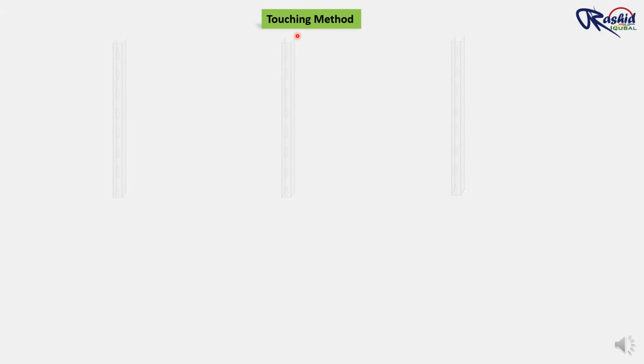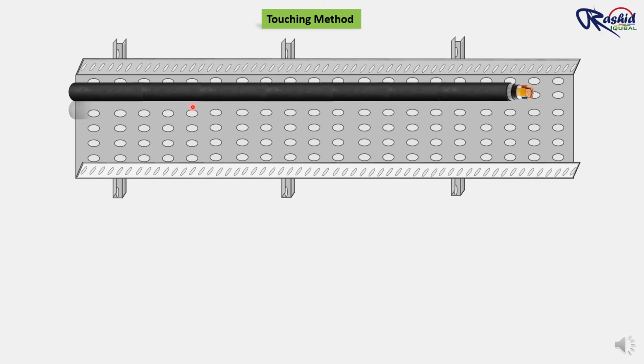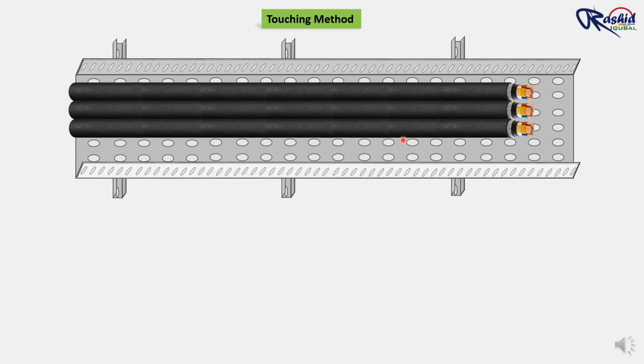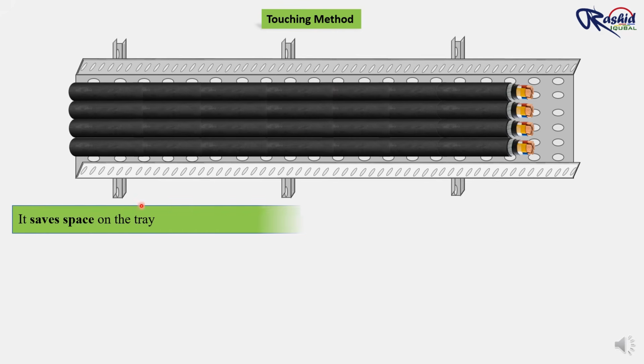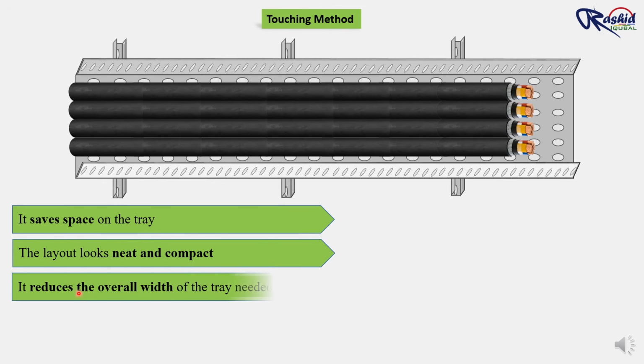In this touching method, all the cables are laid side by side on the cable tray without any spacing between them. The outer surface of each cable is directly touching the adjacent cable. This method is commonly used because it saves space on the tray. Second, the layout looks neat and compact. It reduces the overall width of the tray.